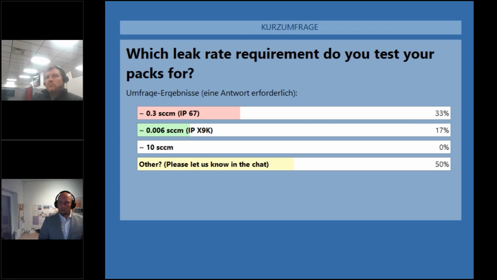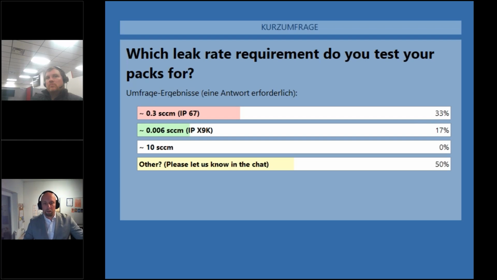Okay, the majority of the participants use other leak rates, so neither IP67 nor 10 SCCM. If you can share with us what you use, we would be happy to learn about it. If not, then the most common one of the options is the IP67 rating.